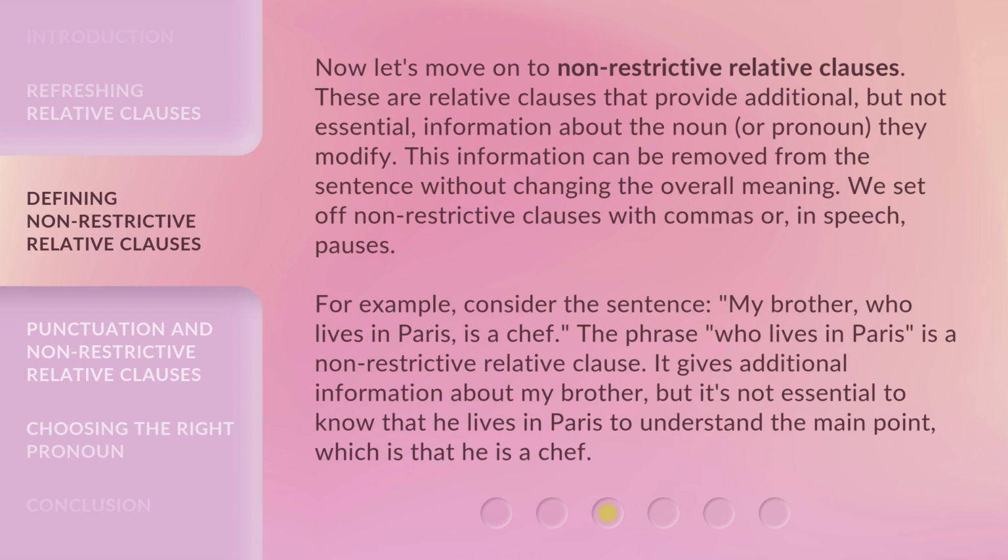For example, consider the sentence, "My brother, who lives in Paris, is a chef." The phrase, "who lives in Paris," is a non-restrictive relative clause. It gives additional information about my brother, but it's not essential to know that he lives in Paris to understand the main point, which is that he is a chef.